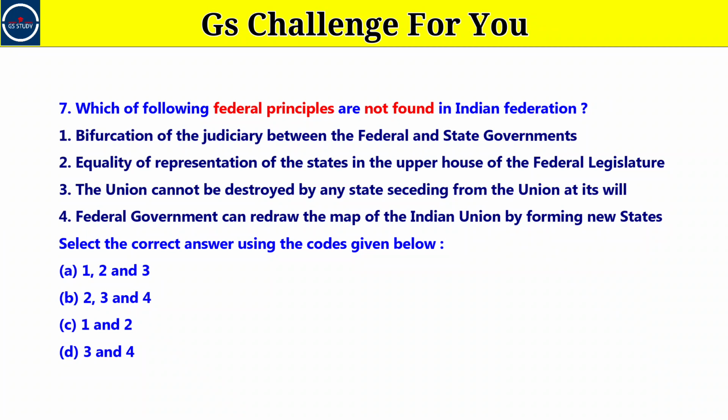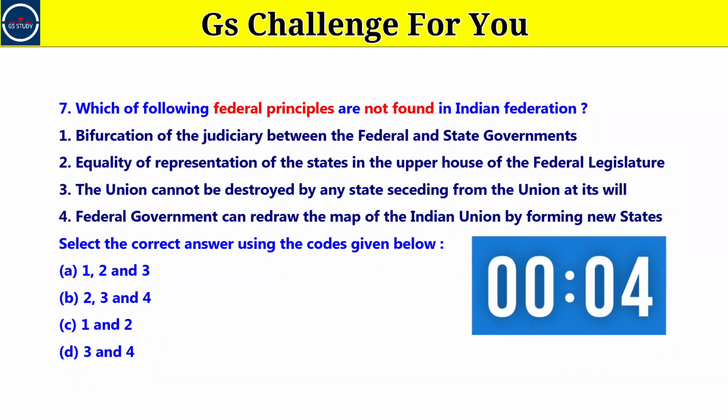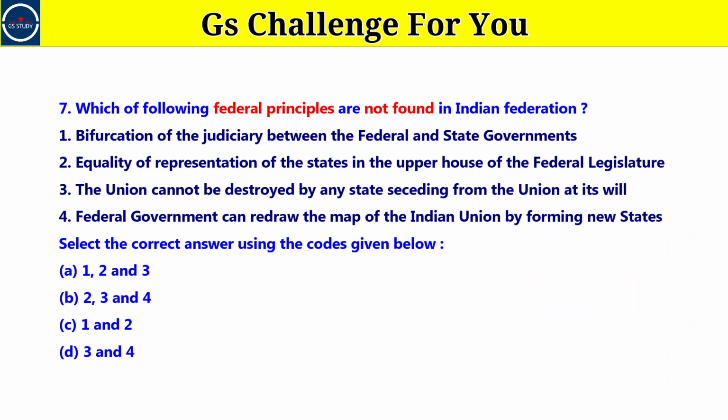Select the correct answer using the codes given below. A. 1, 2 and 3. B. 2, 3 and 4. C. 1 and 2. D. 3 and 4. Correct answer: C. 1 and 2. 1. Bifurcation of the judiciary between the federal and state governments. 2. Equality of representation of the states in the upper house of the federal legislature.